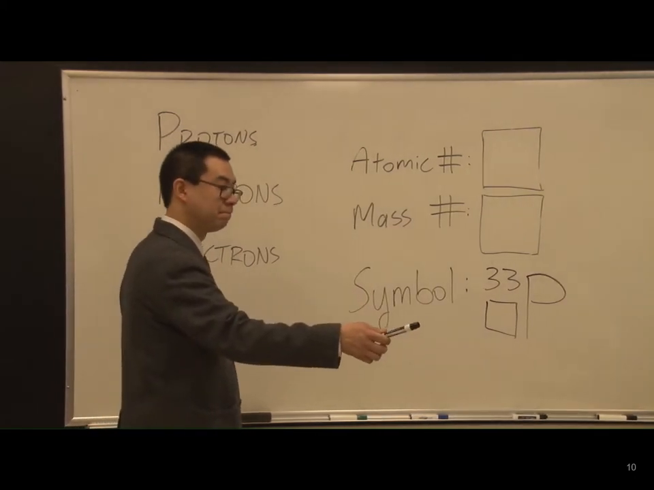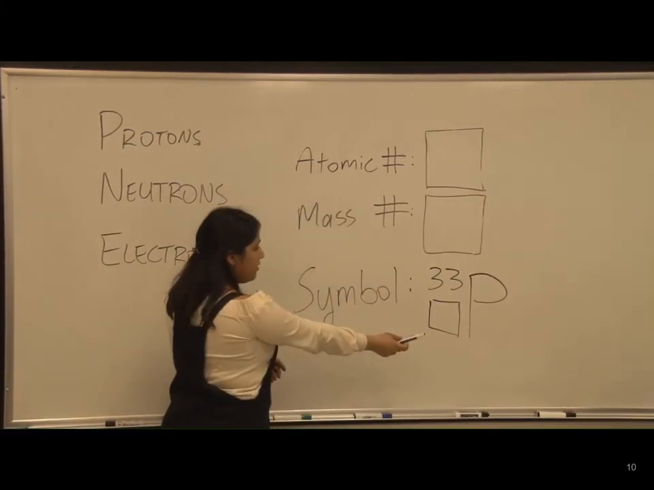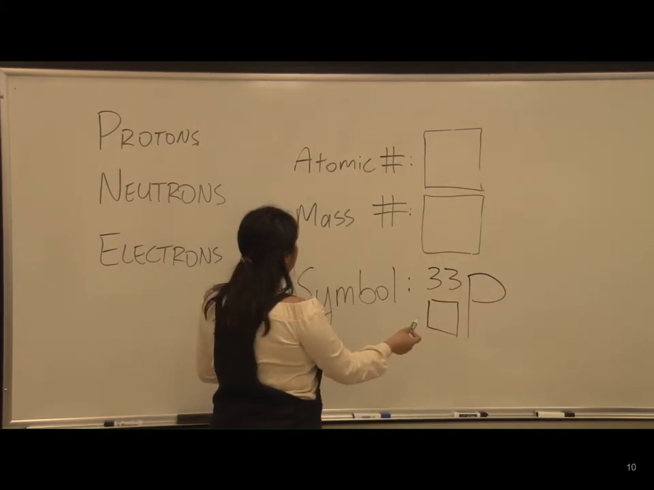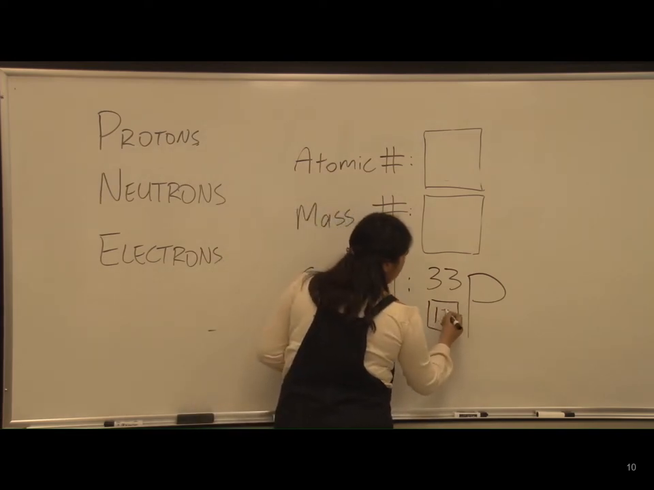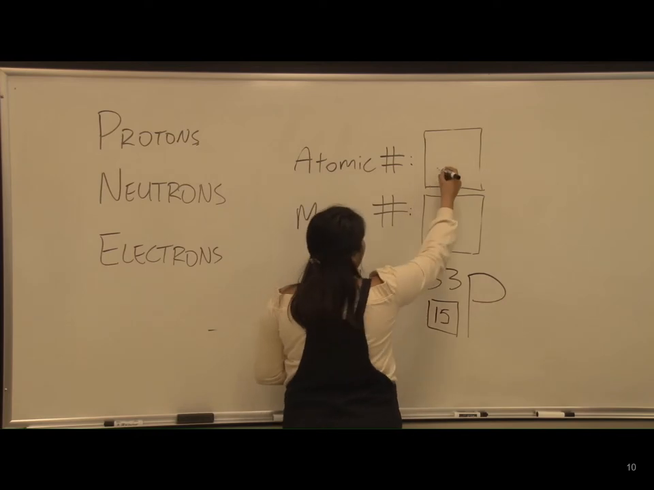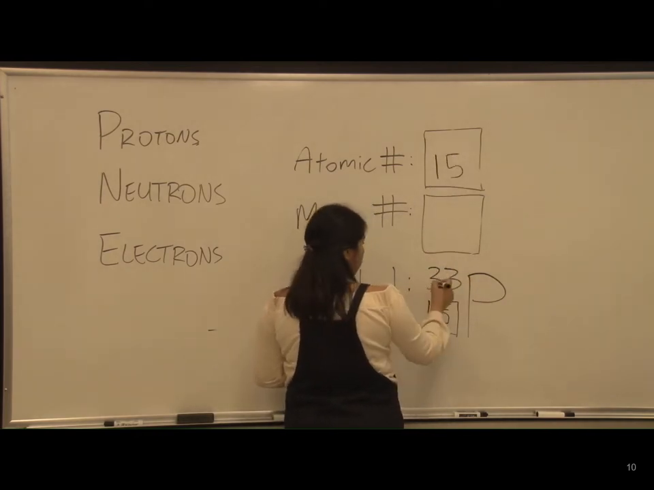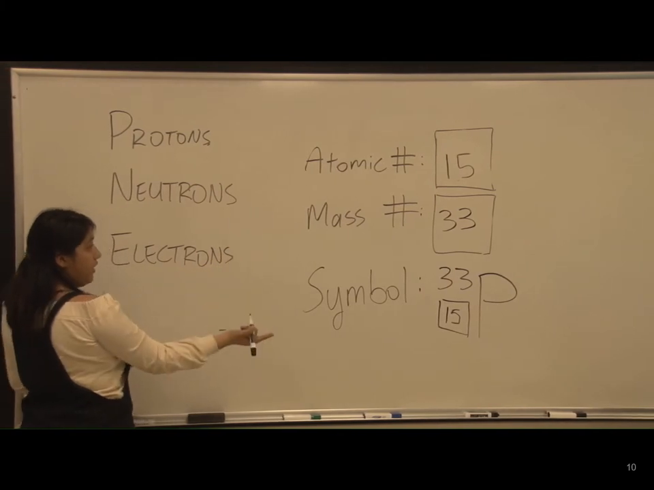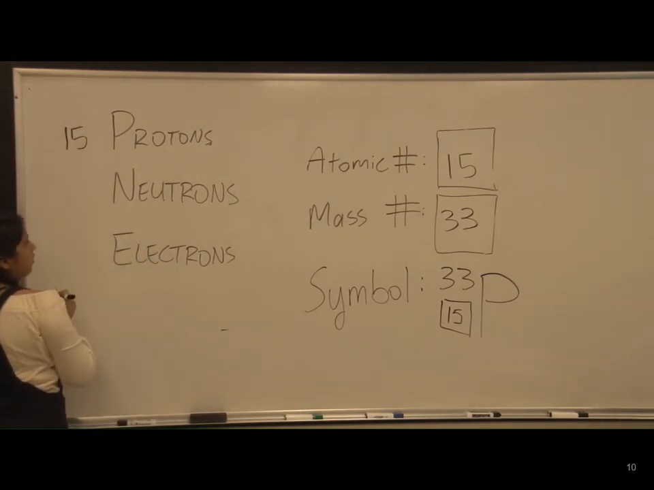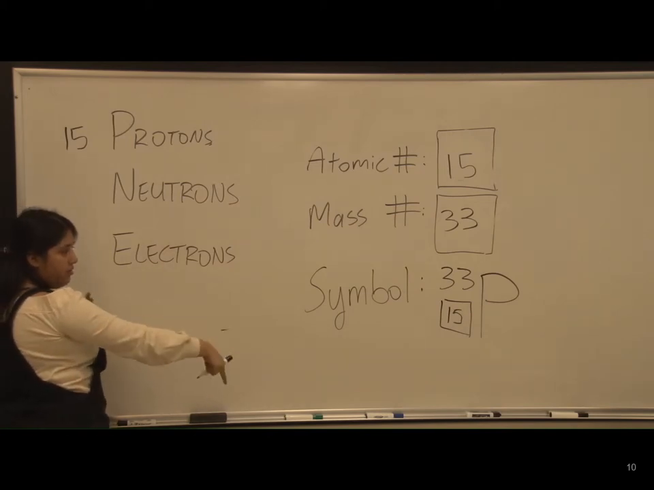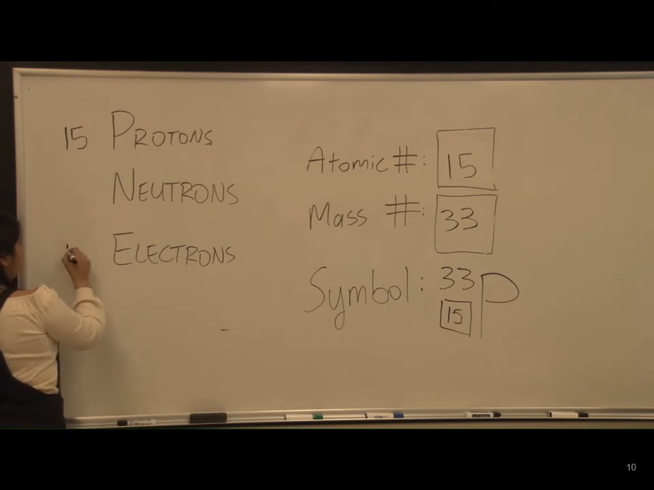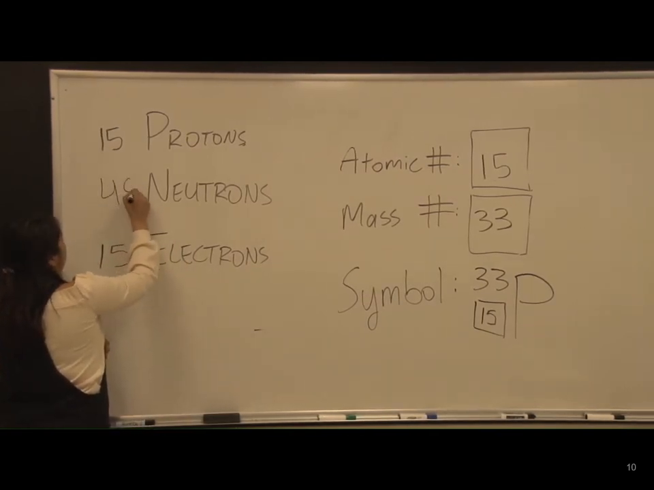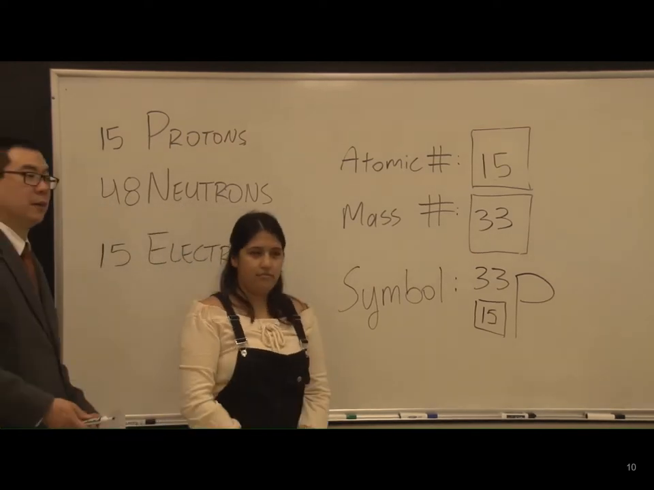Kelly, how about you? Sure. As we can see the symbol, it's P, and it has a mass number of 33. From the periodic table, we can see that P has an atomic number of 15, which I'm going to write on the bottom left. So the atomic number will be 15. The mass number will be 33 because it's on the top left. The number of protons and the atomic number are the same, so the protons will be 15. Electrons, since this element doesn't have any charge, will be the same as the number of protons, which is 15. The neutrons will be 15 plus 33, which will be 48. Thank you. So what do we think about that?